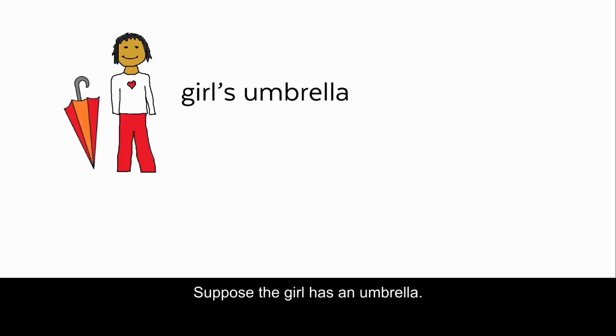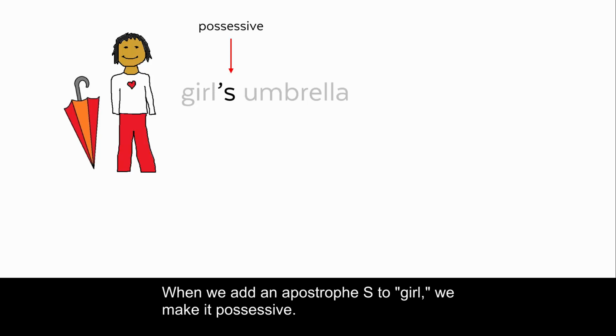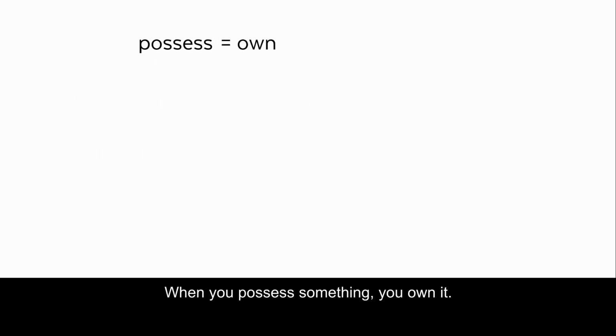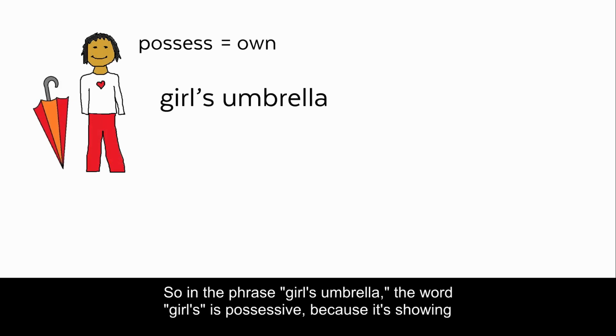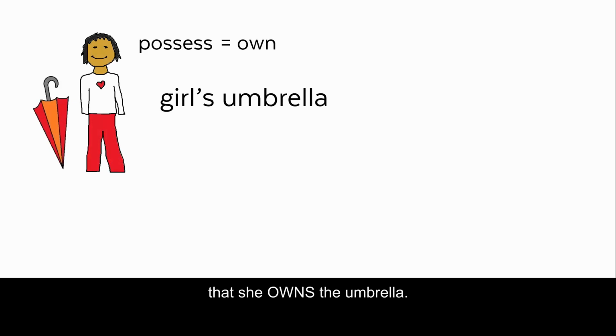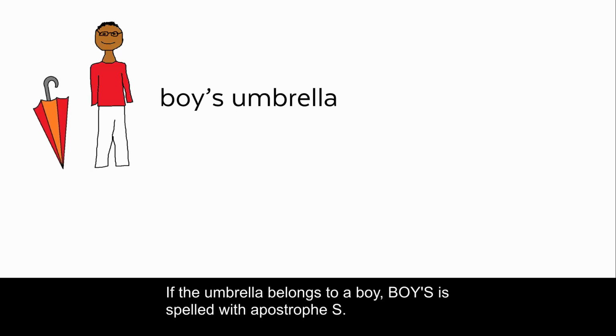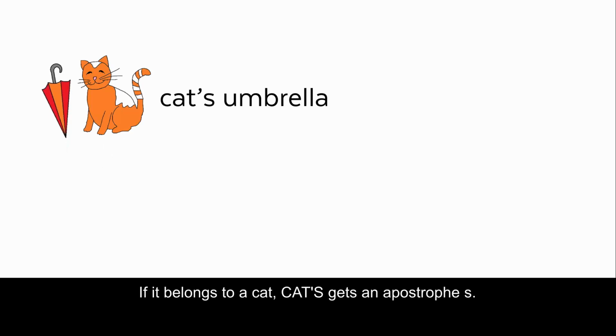Let's go back to the girl. Suppose the girl has an umbrella. We would call that the girl's umbrella. When we add an apostrophe S to girl, we make it possessive. Let's stop for a second to look at the word possessive. When you possess something, you own it. So in the phrase girl's umbrella, the word girl's is possessive because it's showing that she owns the umbrella. If the umbrella belongs to a boy, boy's is spelled with apostrophe S. If it belongs to a cat, cat's gets an apostrophe S.